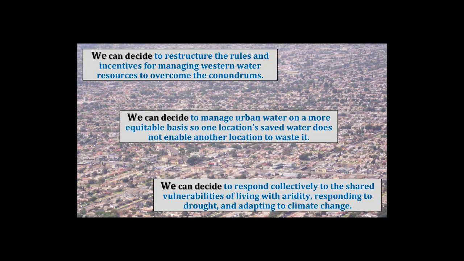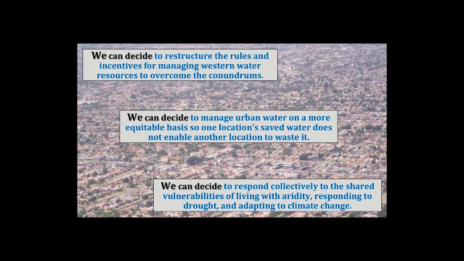Urban water demand is shaped by the decisions that we make. We can decide to restructure the rules and incentives for managing Western water resources in order to overcome the conundrums. We can decide to manage urban water on a more equitable basis, so one location's saved water does not enable another location to waste it and create disincentives for conservation. We can decide to respond collectively to the shared vulnerabilities of living with aridity and responding to drought and adapting to climate change.